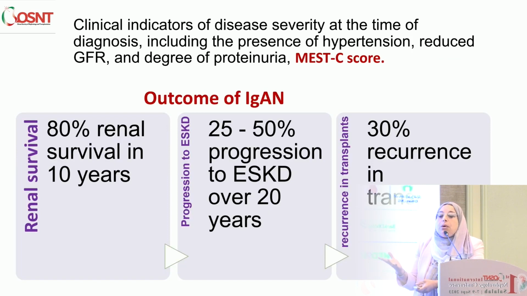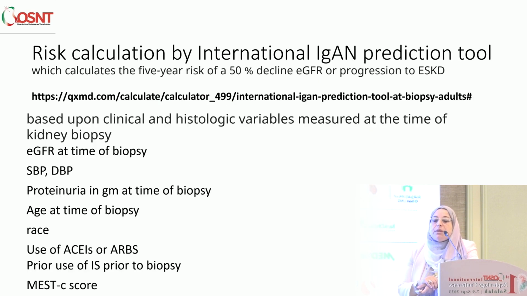Clinically, what is the outcome for this? Usually on a clinical basis, the presence of hypertension is a risk factor. Reduced GFR is a second risk factor, and the degree of proteinuria is a third risk factor, beside the MEST-C score. We have 80% renal survival over 10 years, and over 20 years, 25 to 50% of the patients go to end-stage kidney disease, and there is 30% recurrence in transplant.